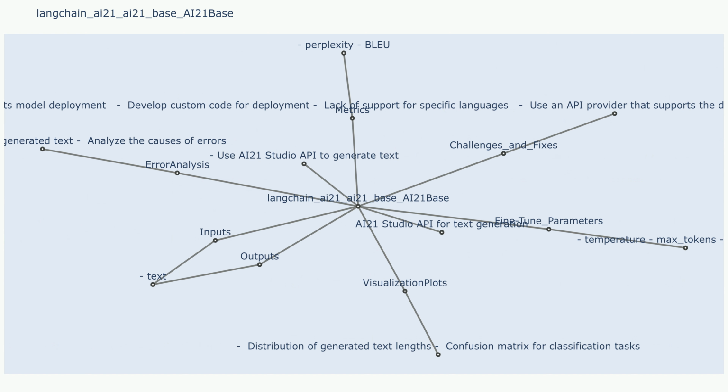Challenge 3. Limited context understanding. Sample use case. The AI21 base model generates irrelevant or incoherent responses when given long and complex input. Fixes to challenge 3. Utilize techniques like contextual embedding to help the model better understand relationships between words and phrases in the input.